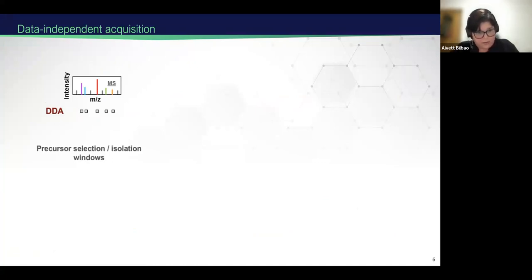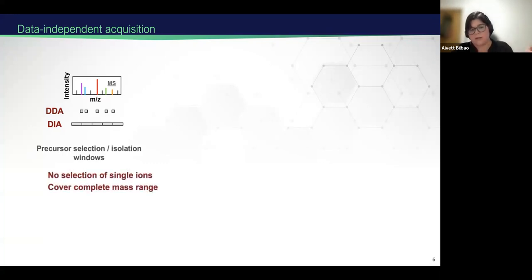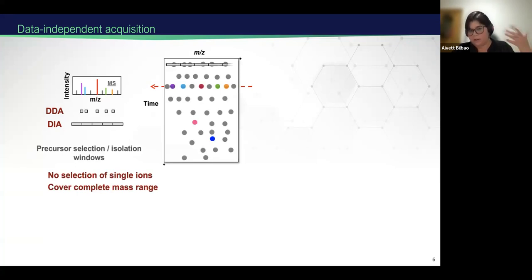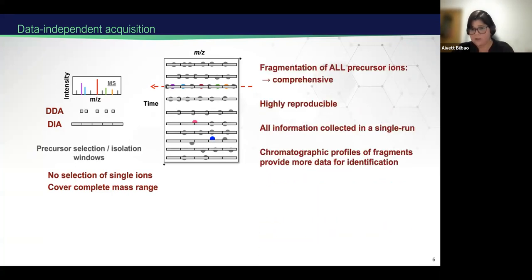And this animation is basically showing the same. The gray symbols, little boxes, are for reference to compare. As I said, we increase the isolation window to systematically fragment all the ions that go through that isolation window. And in this way, we collect fragmentation spectra for all precursors. It's more reproducible compared to DDA because there is no pseudo-stochastic selection of ions. All the information is collected within a single run.